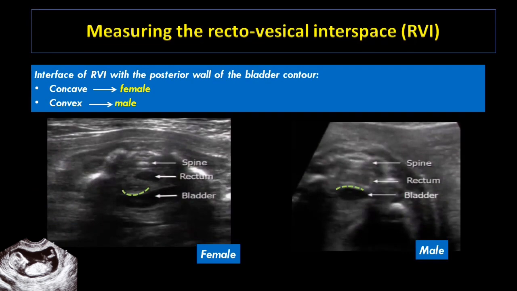Another method to differentiate male from female is by looking at the interface of recto-vesical interspace with the posterior wall of the urinary bladder. If this interface is concave, it indicates female fetus. If this interface is convex, this denotes male fetus. So on the image on the right side of the screen, the interface with the urinary bladder is concave, denoting female fetus. On the image on the left side of the screen, this interface is convex, denoting male fetus.